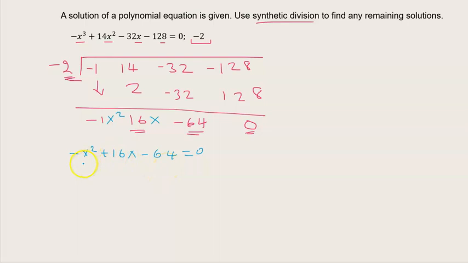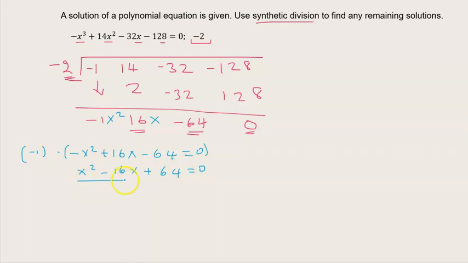Now in this case, most of the time, we make sure that the coefficient of x squared is positive. Since here we have a negative, we multiply all through by -1. When you do that, you get x squared minus 16x, and then -64 times -1 gives +64, and you equate this to 0.